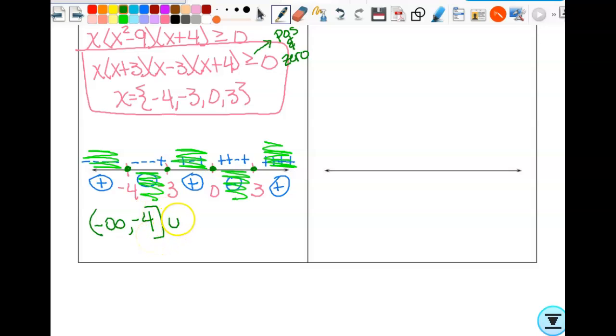Then I start back over, and I go from negative 3 to 0. Do I include those? Yes, because it's 0 at negative 3 and 0. And then it starts back over at 3, and we go to infinity. We never include infinity, and we do include the 3.